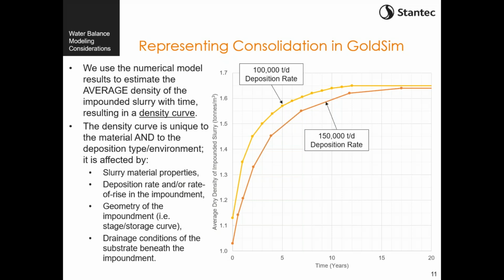So if you develop a curve using a numerical model like these, but then go into your water balance model and change the deposition rate, or really it has more to do with the rate of rise in the impoundment. If you change these things, really you should be looking at whether or not you need to change this density curve. If it's a small change, then probably the density curve is not going to be changed enough to need to worry about doing a whole new numerical model. But if it's a substantial change, like you see here, there can actually be a fairly substantial difference. And so that's something to keep in mind.